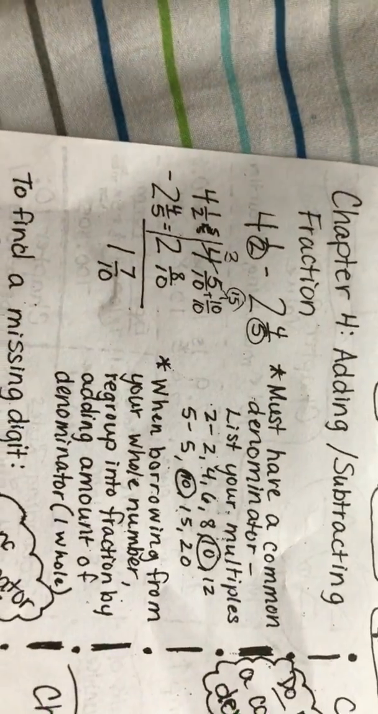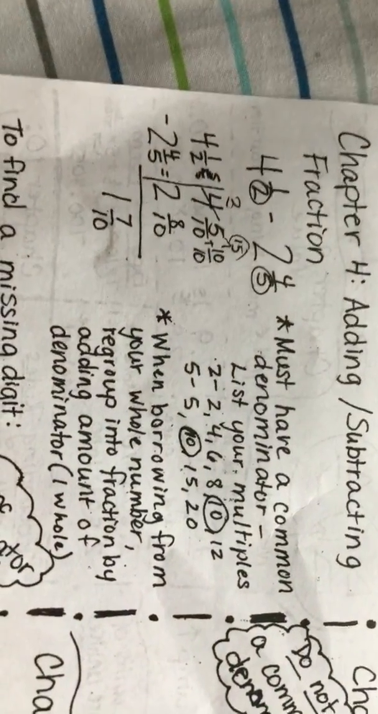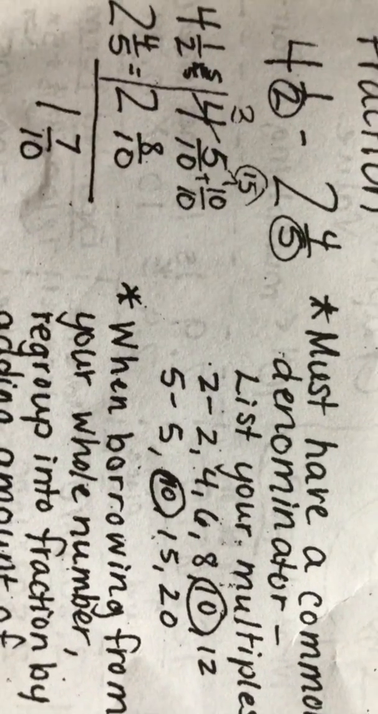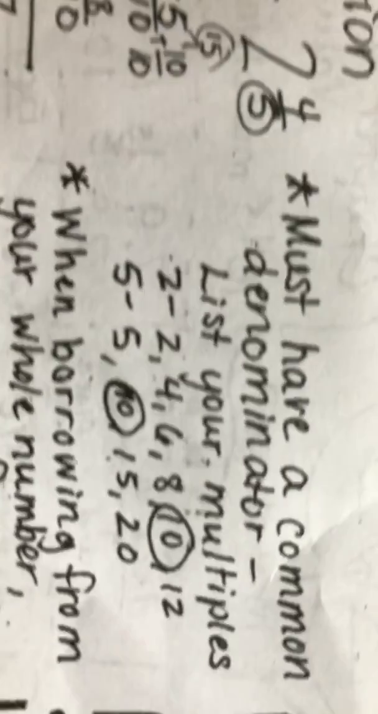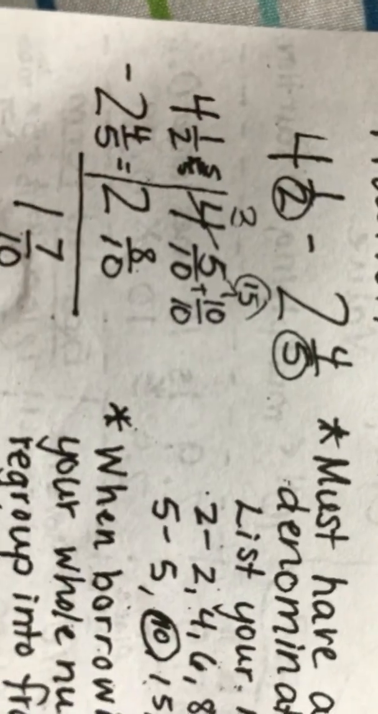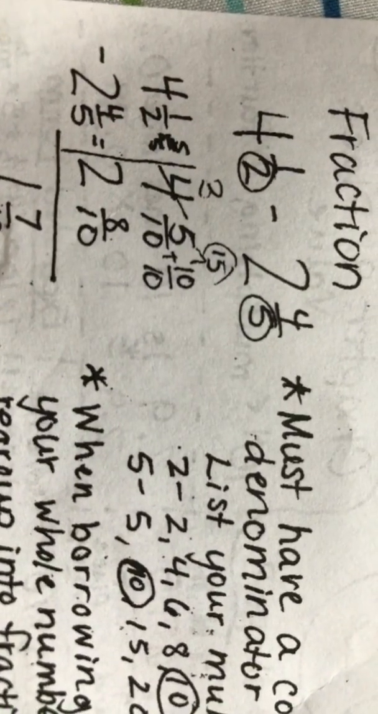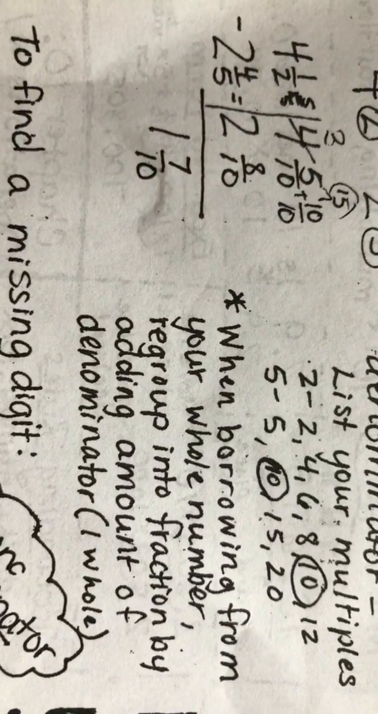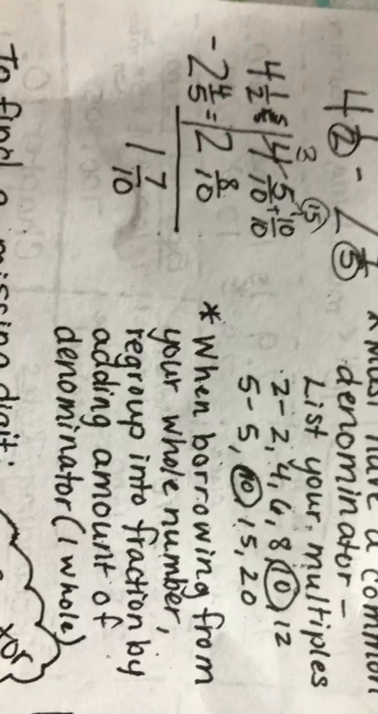Then I moved into unit 4, which was adding and subtracting fractions. Remember, when you're adding and subtracting, you must have a common denominator. So list your multiples, find your least common multiple. In this instance, it was 10, and then create equivalent fractions by multiplying your numerator and your denominator both by the same number. Remember that when you're borrowing from your whole number, in this instance, I had to borrow from my 4. It had to become a 3.